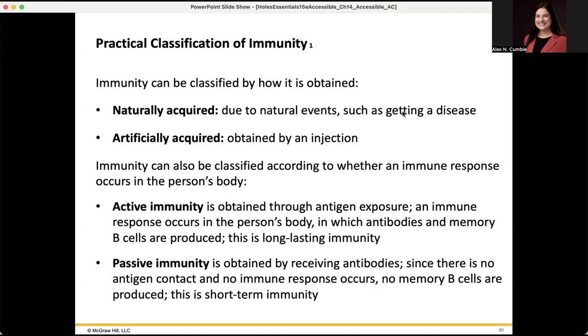So you encounter a pathogen in your environment, right? Artificially would be through an injection, namely a vaccine. Active immunity means that you form your own antibodies because you were exposed to the antigen itself. This is eliciting an immune response from your own body. Passive means that you're receiving antibodies from someone else. You did not come in contact with the pathogen. You didn't create an immune response, but you are receiving antibodies from someone else.